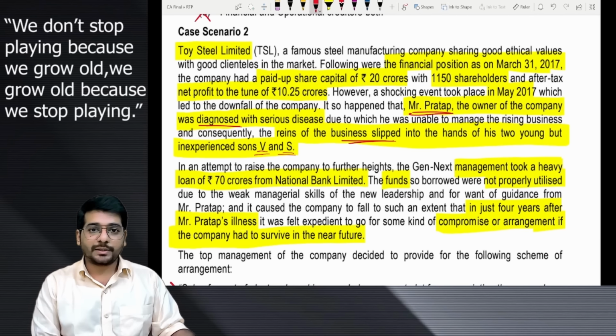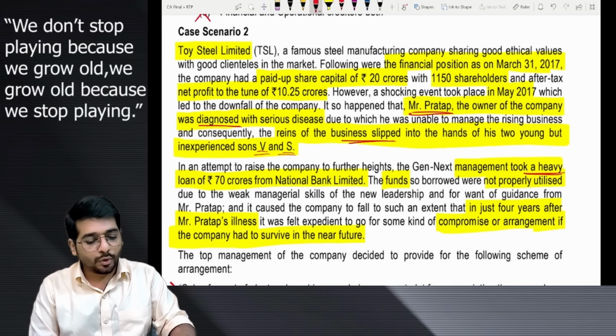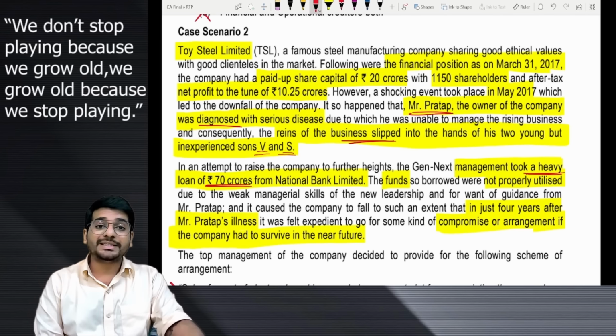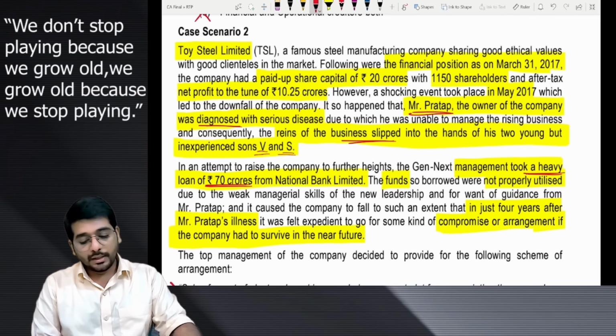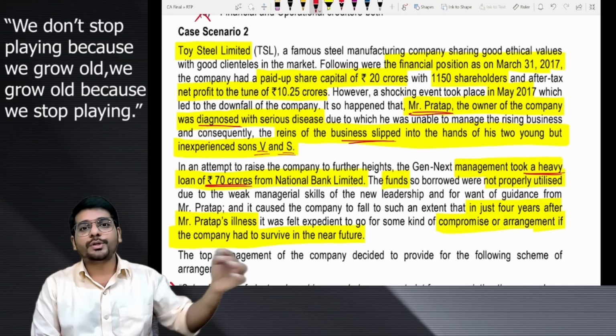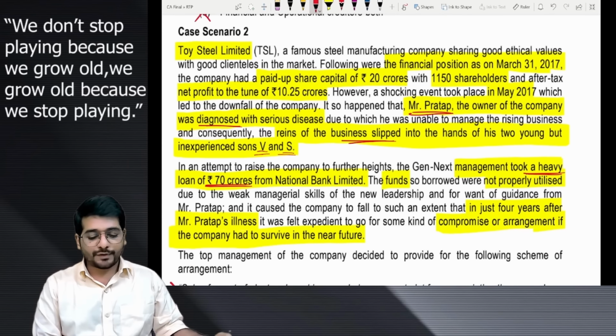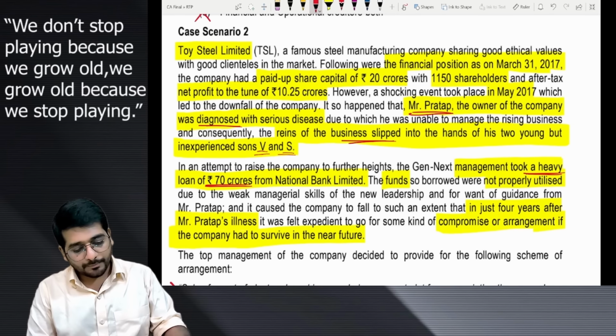Now, what they are saying? They are saying the new management took very, very heavy loan to the tune of rupees 70 crores from National Bank Limited. The funds were not properly utilized. After the loan was taken, it has to be utilized for the purpose for which it has been taken. But here they are saying the funds were not properly utilized. And as a result, what happened?